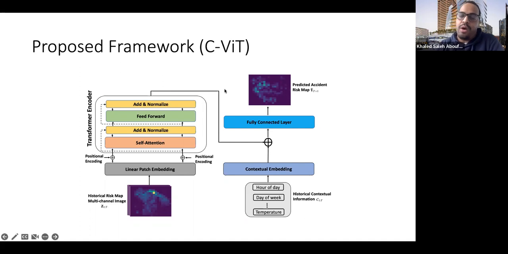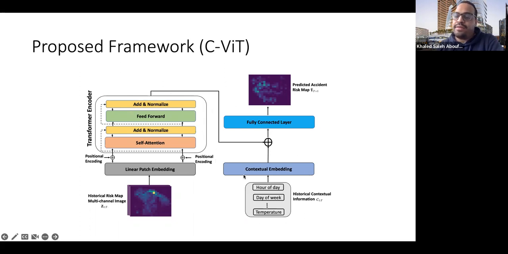Specifically, our CVIT architecture consists of three main components. The first one is the historical risk map encoding stage, this one at the bottom, and the encoder stage, which is this one, bounded by the rectangle here.